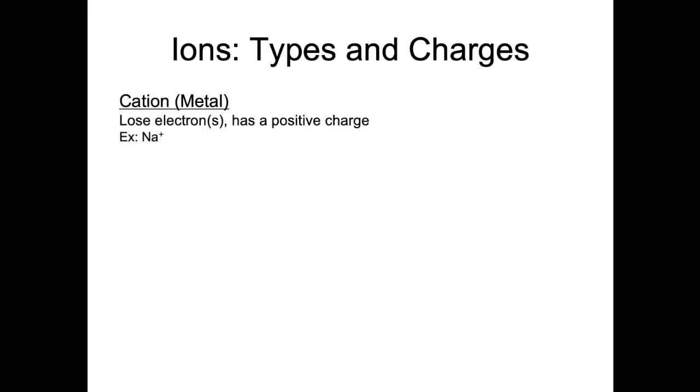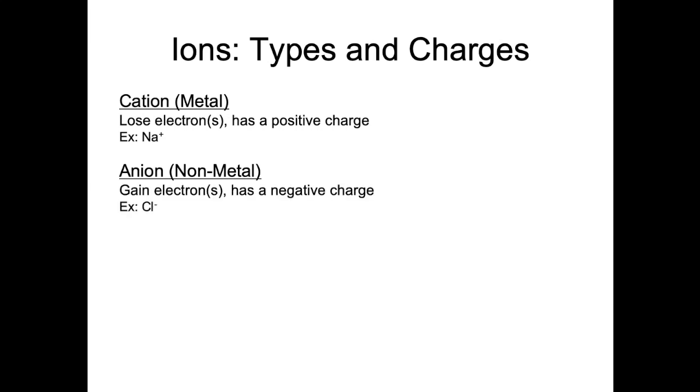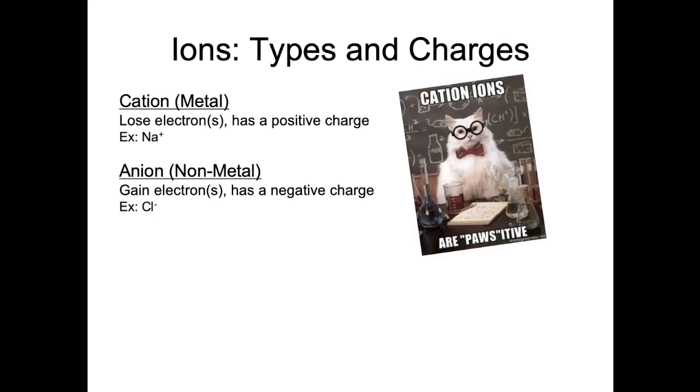Now let's talk about some types of ions. First off, there are cations. They're typically formed by metals. And a cation is just an atom that has lost electrons and has a positive charge, like sodium. On the other hand, there are anions. Anions are ions that have gained electrons and now have a negative charge, like chlorine. Now, the way I remember the difference between these two is that I remember that cations are positive, like a kitty cat.